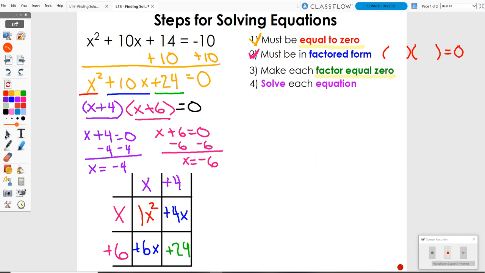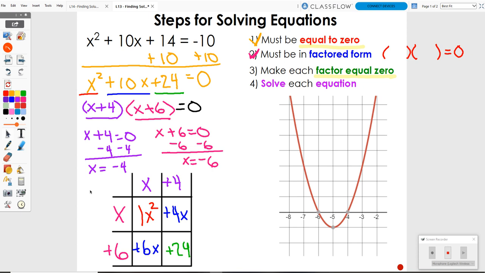And then finally, the last thing I want to do is show you what this would look like on a graph. So if I put this into my calculator and I look at my solutions, remember my solutions are where this parabola crosses my x-axis. I see it crosses right here at negative 4, and it also crosses right here at negative 6. So I can see my solutions there as well.